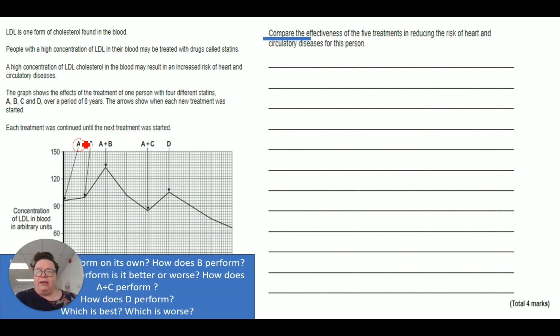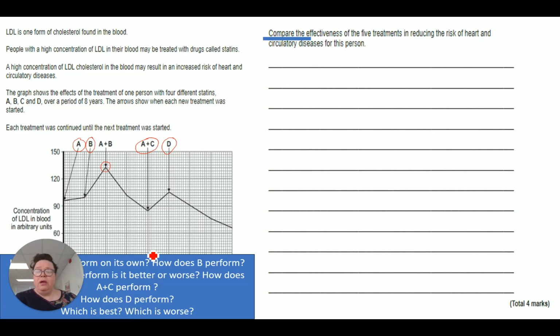This is where drug A was administered, so given to the patients. And then after they had it, the cholesterol actually came up a bit. When they had B, the cholesterol came up loads here. When they had A and B together, the cholesterol dropped quite rapidly there. When they had A and C together, cholesterol came up. And when they had D on its own, it came down.